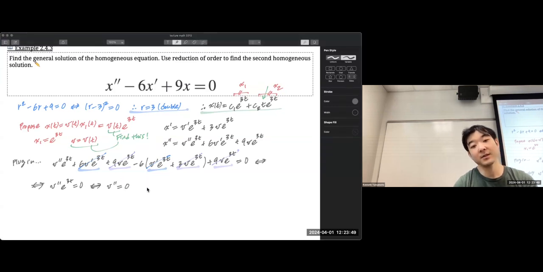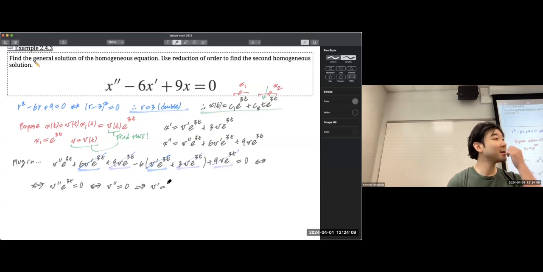This is a very easy differential equation in v. If you integrate this, then you'll get v prime is equal to what? If you take 0 and integrate it, it's some constant. Good. We're going to call that C1. It's just a constant.